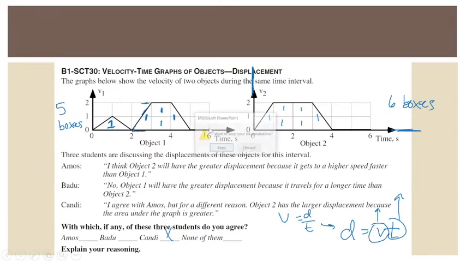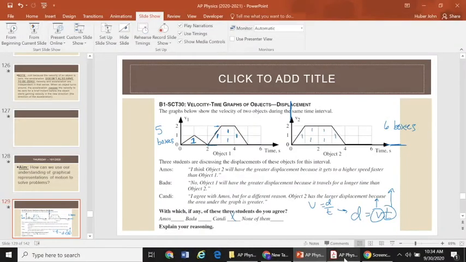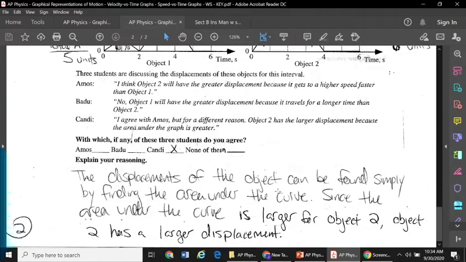All right, so your answer should look a little something like this. The displacements of the objects can be found simply by finding the area under the curve. Since the area under the curve is larger for object 2, it has a larger displacement. That's it. Get straight to the point. Tell me the concept: area under the curve is the displacement. And then you apply the concept to the question. The rest of it is really just logic.